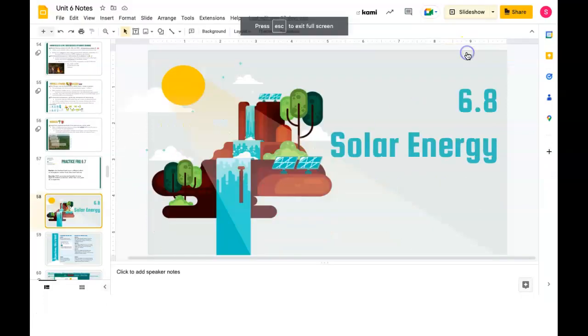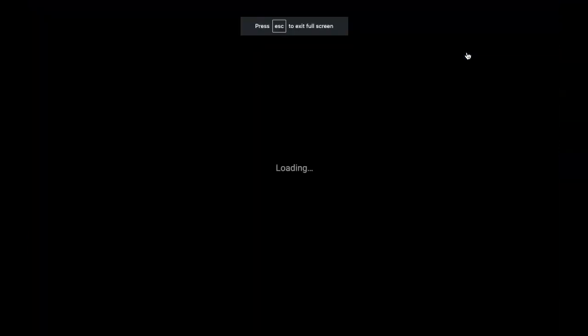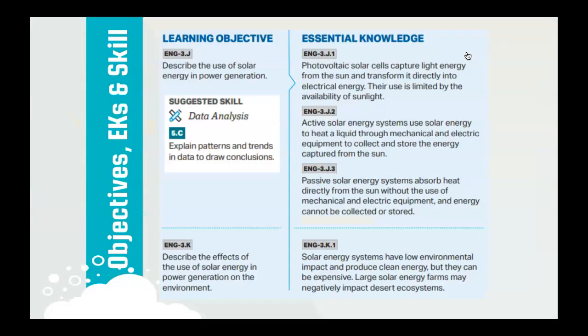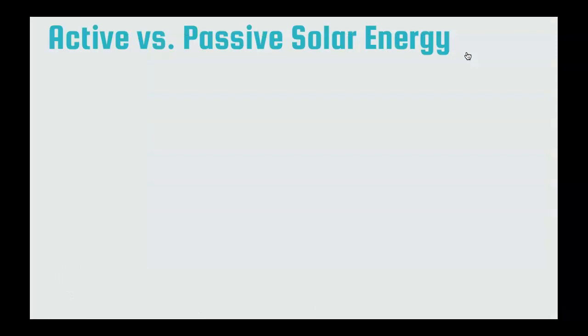All right, guys, we are going to talk about Unit 6.8, which is solar energy. You need to be able to describe how solar energy is used to generate power, both active and passive energy systems, as well as photovoltaic cells. Then you also need to be able to describe the effects of the use of solar energy on the environment, so positives and negatives in terms of environmental consequences for solar energy.